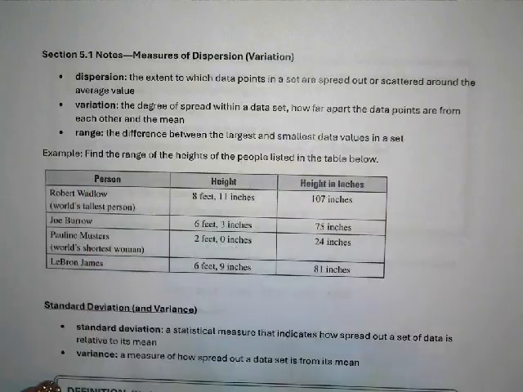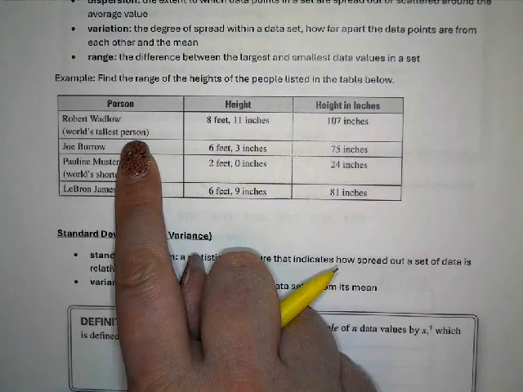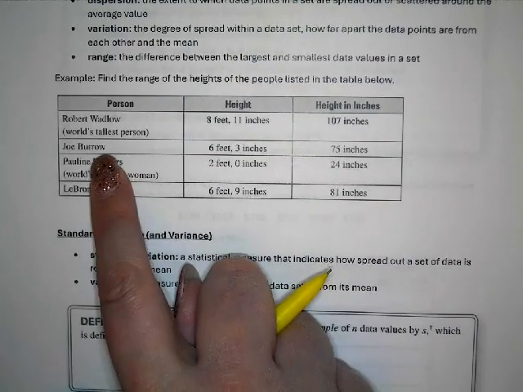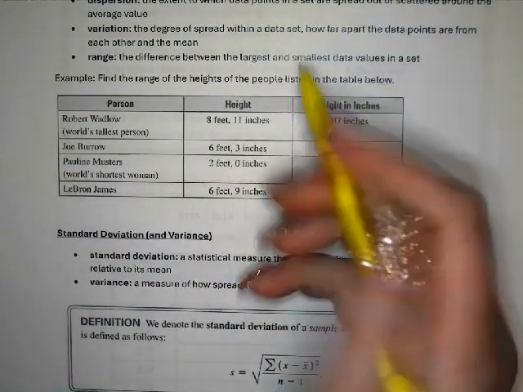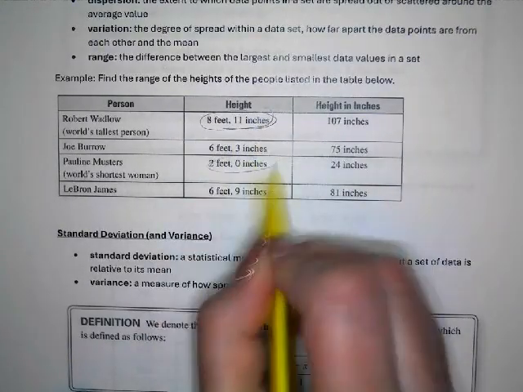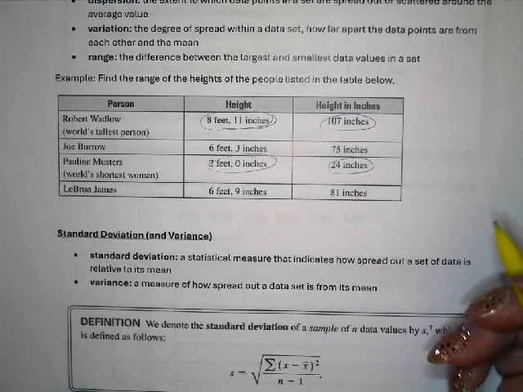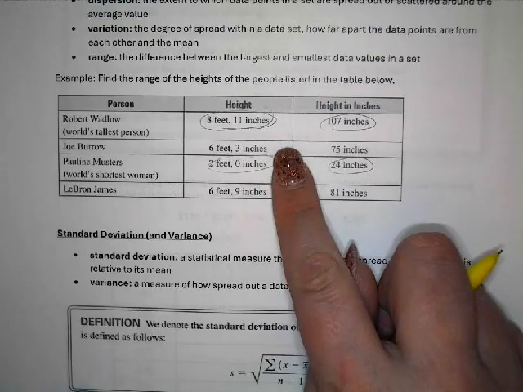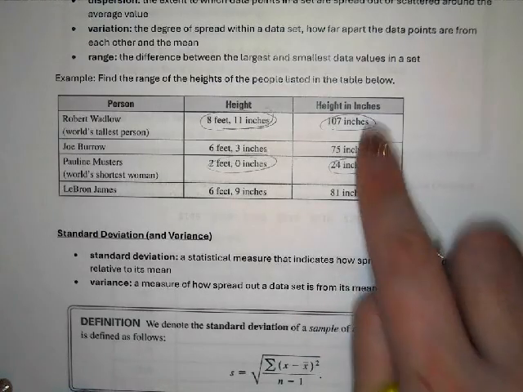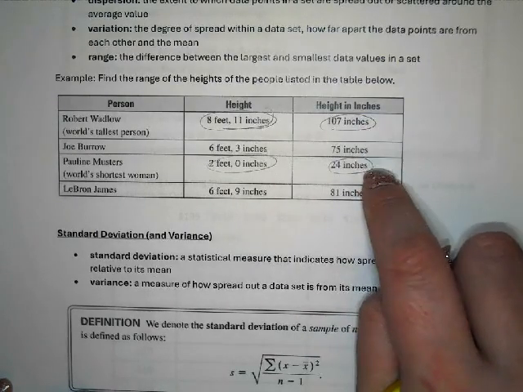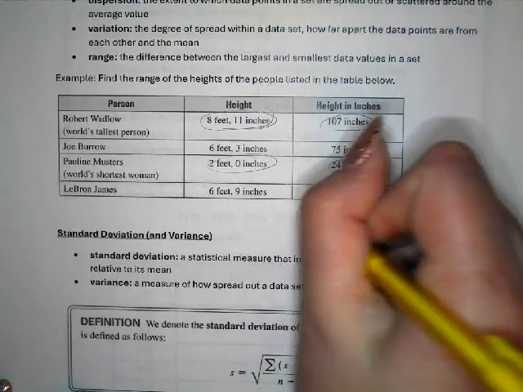All right, so the first example says to find the range of the heights of people listed in the table below. So we have the world's tallest person, the world's shortest woman, Joe Burrow and LeBron James. So we're going to compare the tallest person and the shortest woman, and it gives their height in feet and inches as well as their height in inches. And typically, if you're going to find the range in something or just be subtracting numbers, it's going to be good to have one unit of measurement. And so to find the range in these heights, we're just going to subtract. We're going to find the difference between the largest and the smallest.